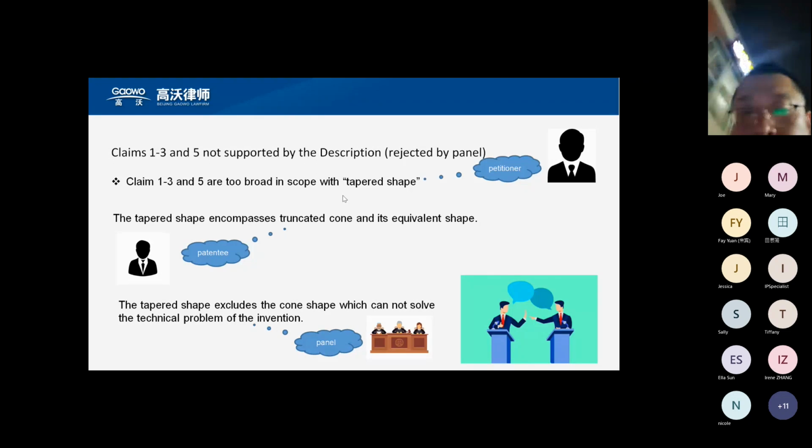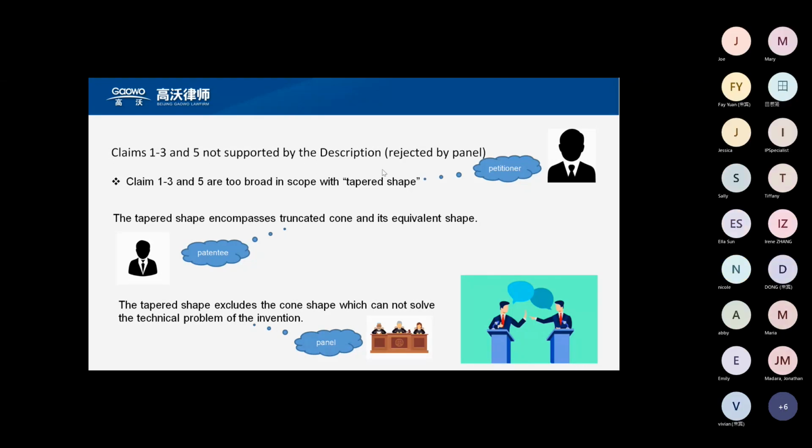Okay, let's see how the patentee responds to my arguments. The patentee thinks that the tapered shape encompasses a truncated, equivalent shape. He thinks that the truncated cone in claim 1 should exclude the spear shape, the tip shape, which cannot solve the technical problem of claim 1.